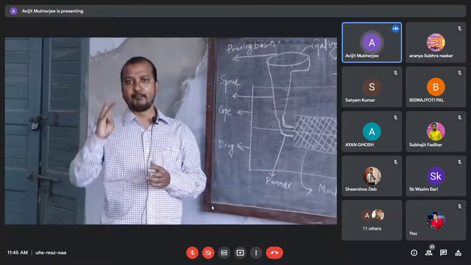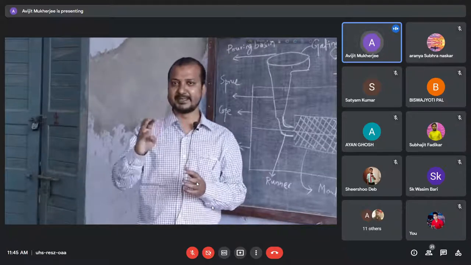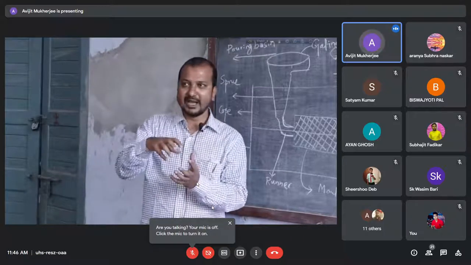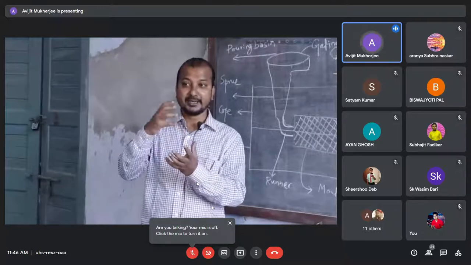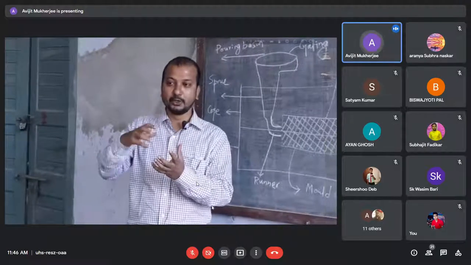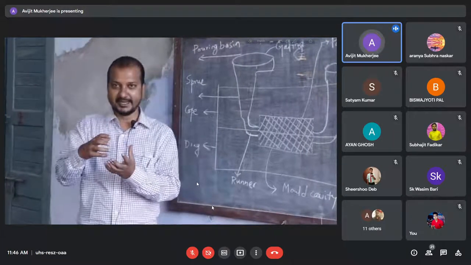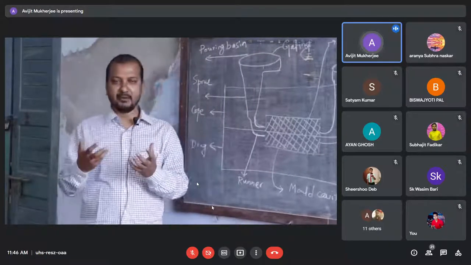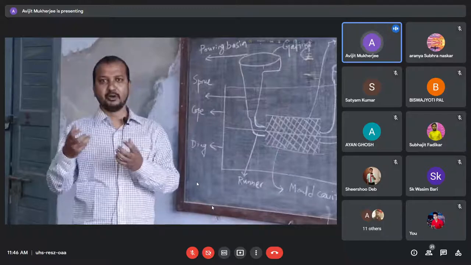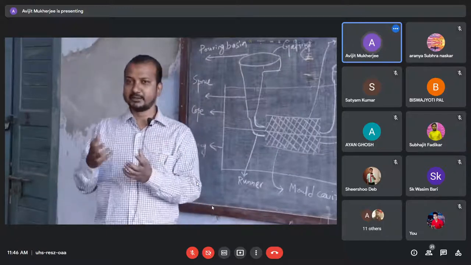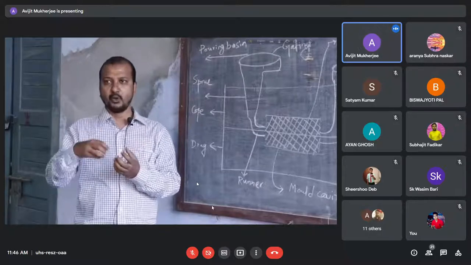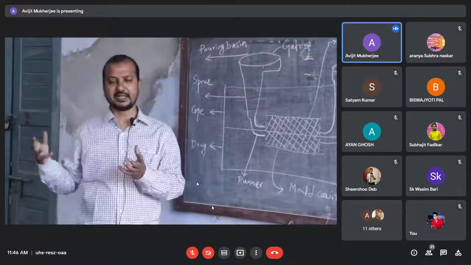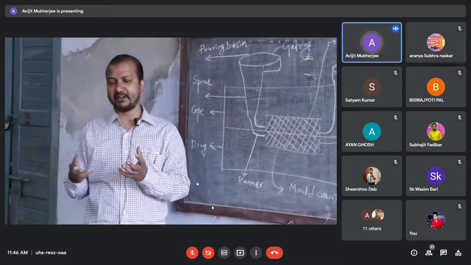Next important thing is permeability. Permeability means the ability to let the gases escape from the mold, from the molten material. Because when the material is melted, some gases will be entrapped in the molten material. So when it solidifies, it is required that the gases escape from the molten metal. Otherwise, some defects will be found in the casting product because of the entrapment of the gases.